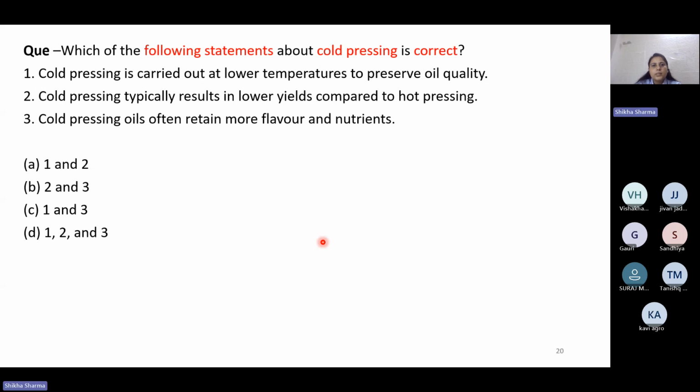So the next question is about cold pressing. Which of the following statements about cold pressing is correct? First, cold pressing is carried out at low temperature to preserve oil quality. Second, cold pressing typically results in lower yield compared to hot pressing. Third, cold pressed oil often retains more flavor and nutrients. Which option can be correct for cold pressing?